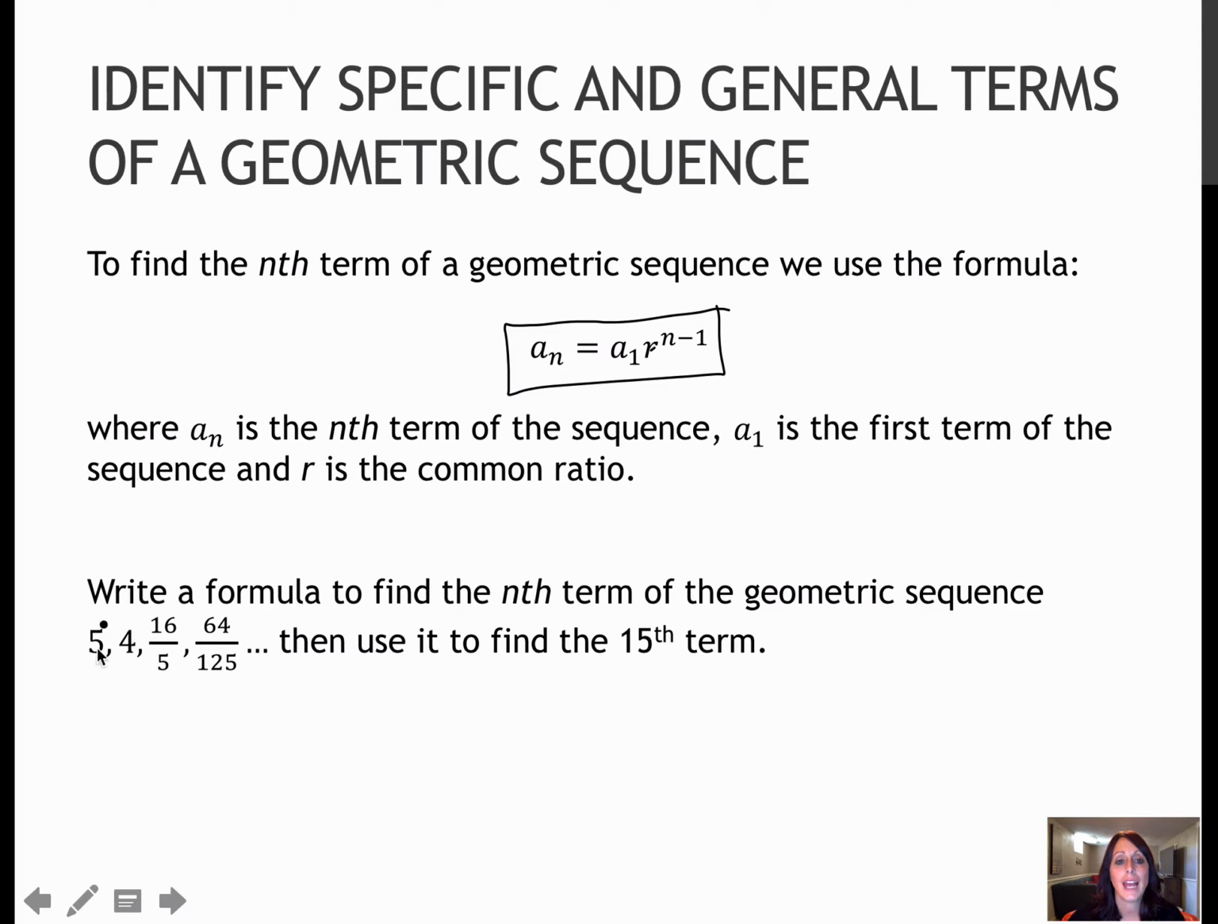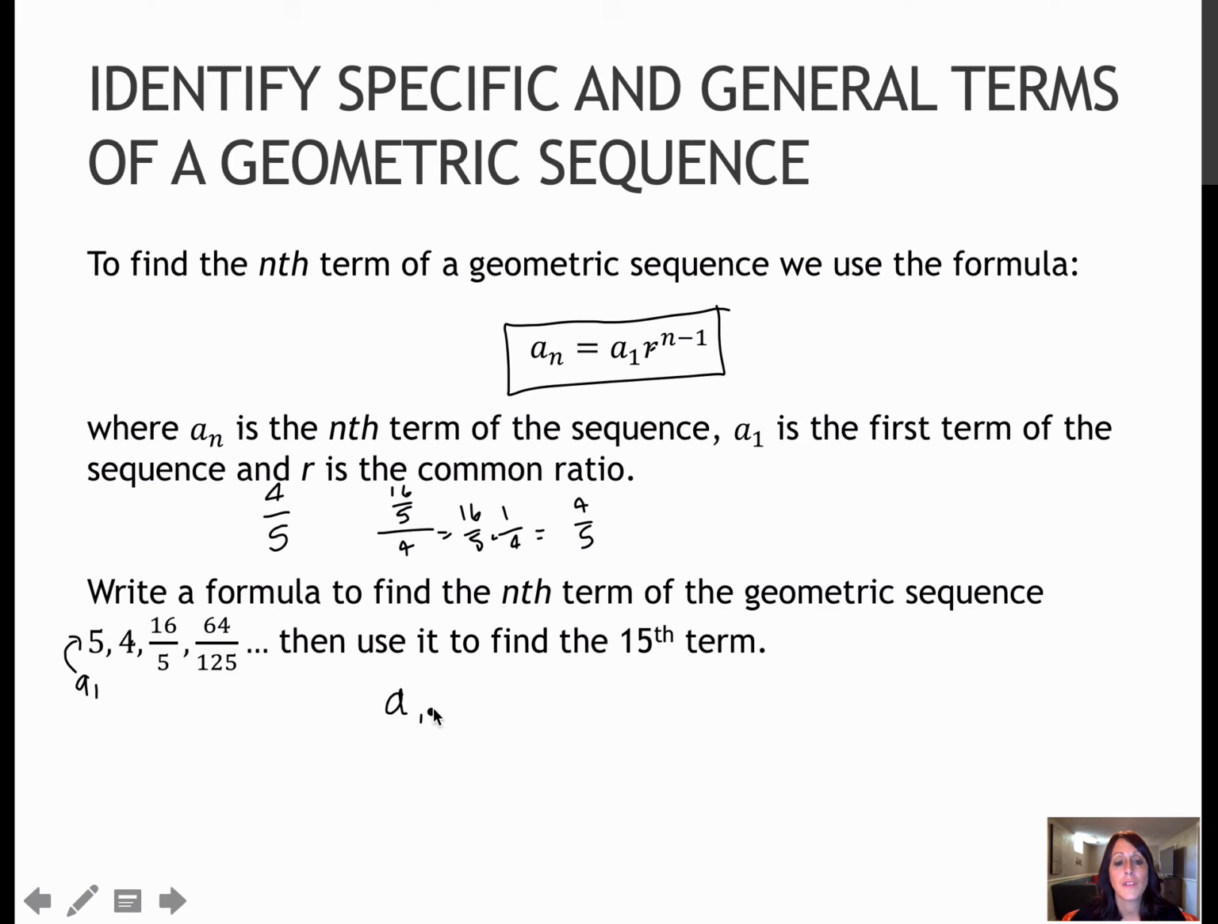So looking at this situation down here, I know that a sub 1 is 5. I need to find what the r value is, the common ratio. So remember, we just take the 4 divided by 5, that's 4/5. I can verify that by taking 16/5 divided by 4, which would be the same as 16/5 times 1/4, which of course would give me 4/5 again. So 4/5 is my common ratio.